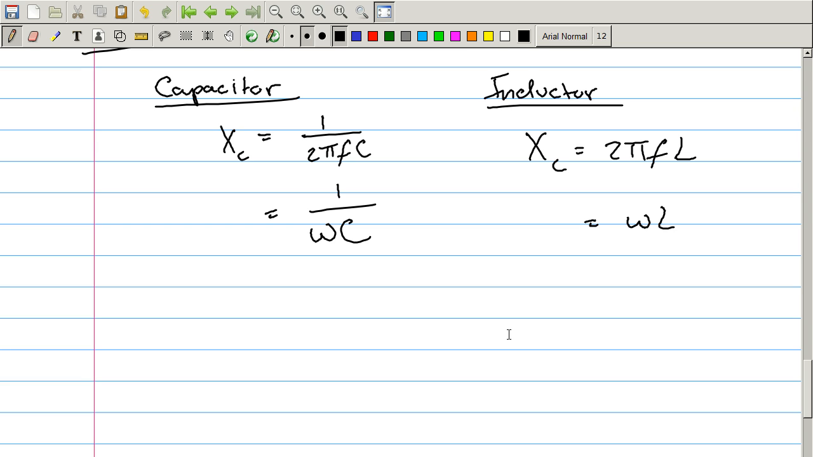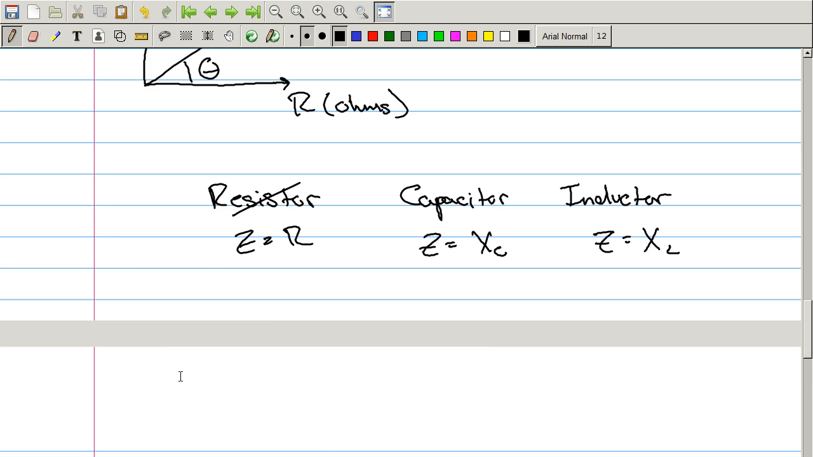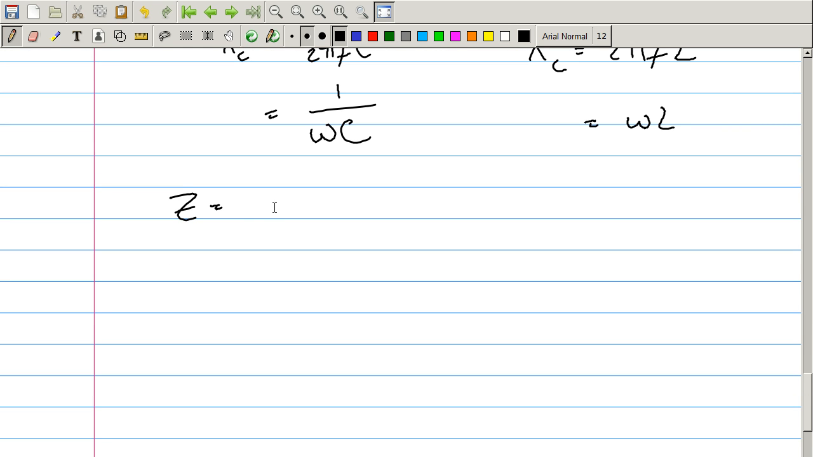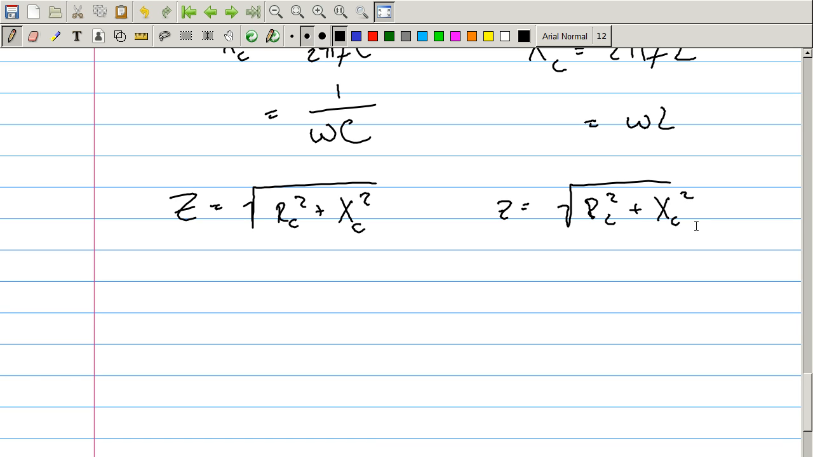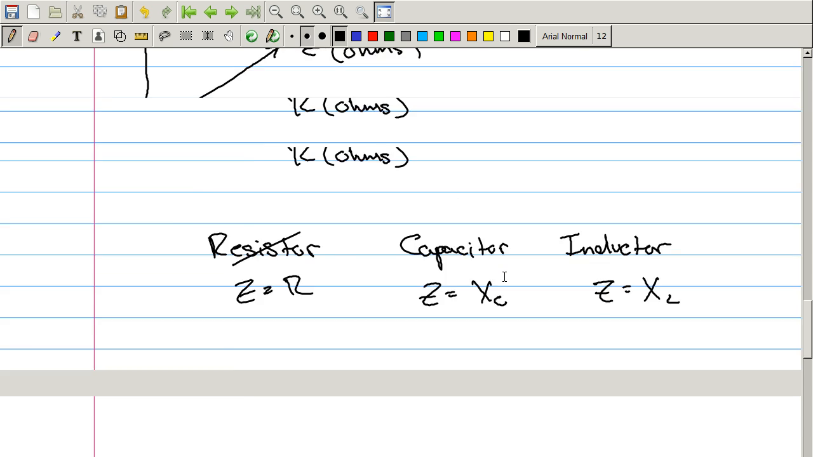Okay, now let's say in this non-ideal world, there is some resistance. That's easy enough to calculate. Remember, it's a complex relationship, and these are at right angles to each other. So what we can see is that the impedance for this is just going to be the square root of RC squared plus XC squared, and for this it's just going to be the square root of RL squared plus XL squared. That's an L, not a C. Where's the eraser? There it is. Okay, so that's what reactance is.